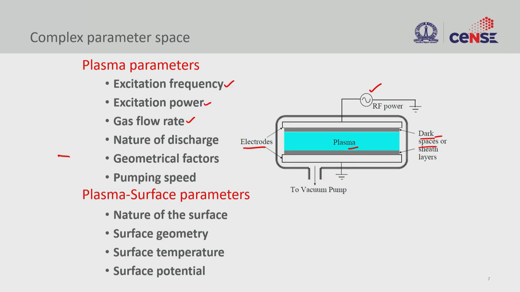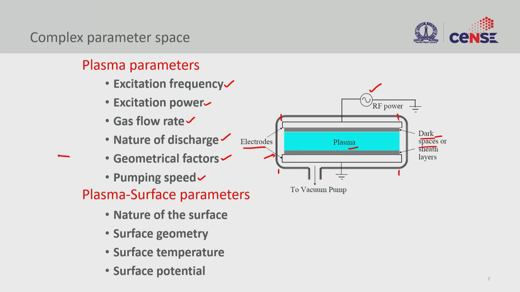And then the gas flow rates, because the plasma can only be generated when you have a sufficient number of molecules in, right? So what kind of gases we are putting in and what is the flow rate. The nature of the discharge itself, with the chemical and the electronic property of this gas, is also important. The geometrical factor, right? The size of the electrodes, between the power electrode and also the ground electrode, and the wall that we have, all those things really matter.